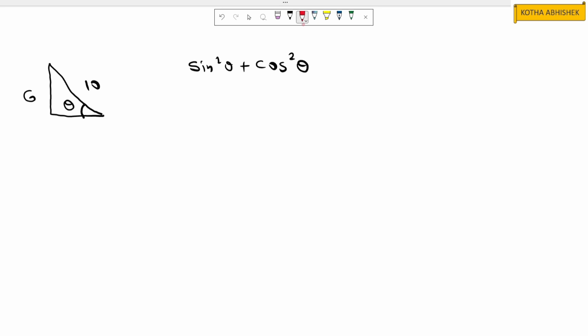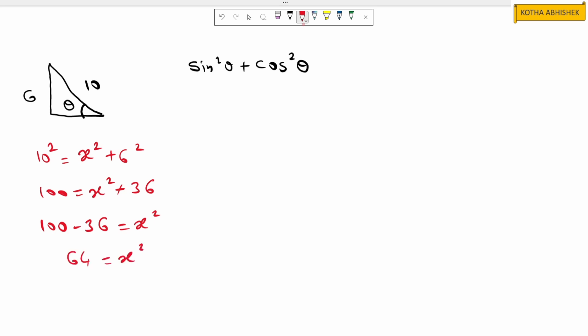Let us check. First of all, if you observe the figure, there are only two sides. One side is not given. So first, let us find out the third side. Here, Pythagoras theorem, hypotenuse square equals base square plus height square. 10 square is 100, which equals x square plus 6 square is 36. Taking plus 36 to the left side, it will become minus 36. So 100 minus 36 equals x square. 100 minus 36 is 64. X square is 64. Then what is the x value? Which number square is 64? That is 8. So x value is 8. That is, the missing base side is 8 units.